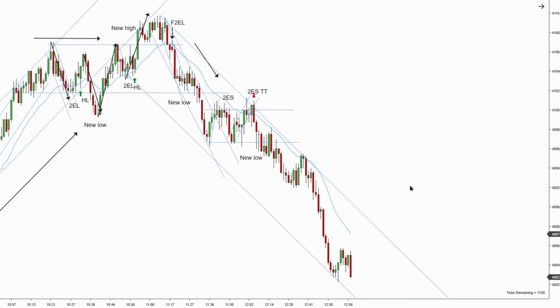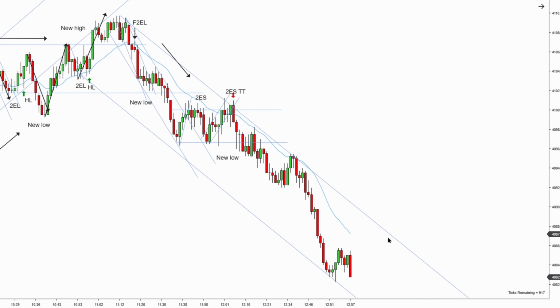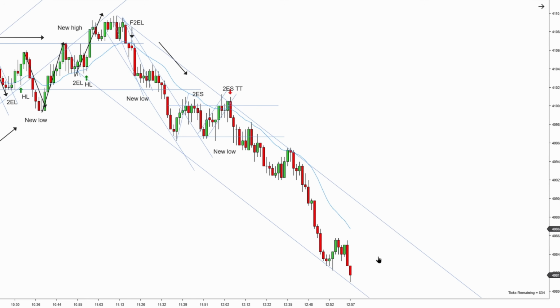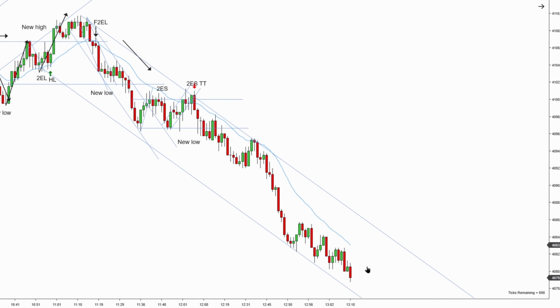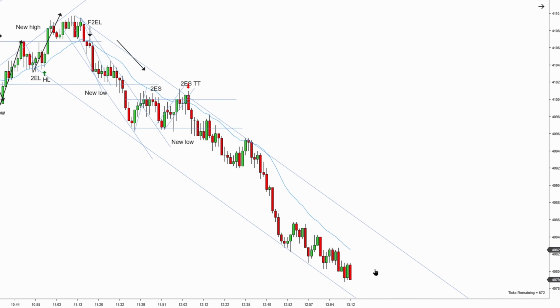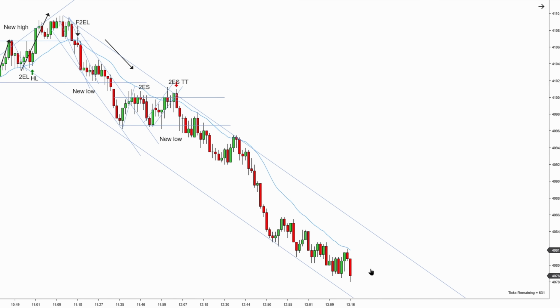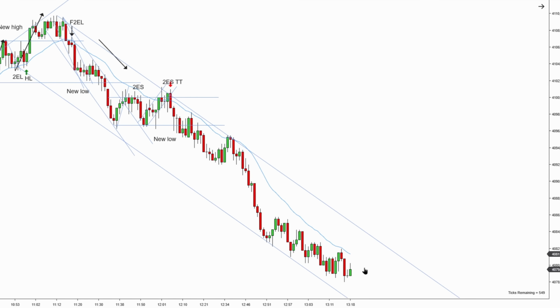So at this point, what I am looking for is a two-legged pullback, at least to EMA, preferably to the trend line. I cannot really sell so far away from EMA, so I'm just going to be watching this carefully. And we're only creating first entries. You can see it's not giving me a high probability way to enter. Another first entry short.